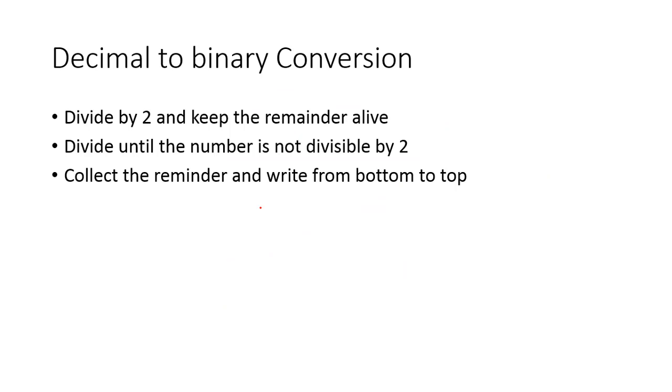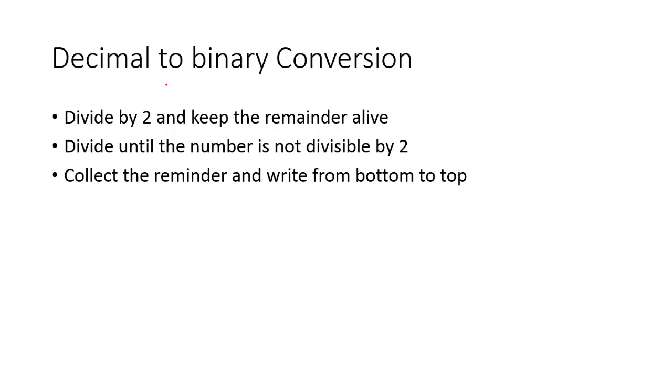So the first one, decimal to binary conversion. The basic step is to take the decimal number, divide it by 2 and keep the remainder alive. Don't take the fraction, just keep the remainder alive. Divide that number until you cannot divide it by 2 anymore.